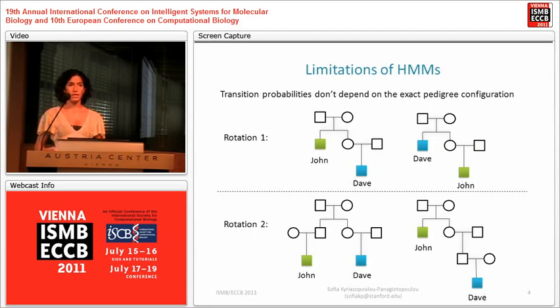However, as you can imagine, there are cases where we do want to distinguish between those pedigrees because they're obviously not the same. We call such pairs of pedigrees rotations because you can think of them as resulting from rotating the pedigree around the axis of the common ancestors.